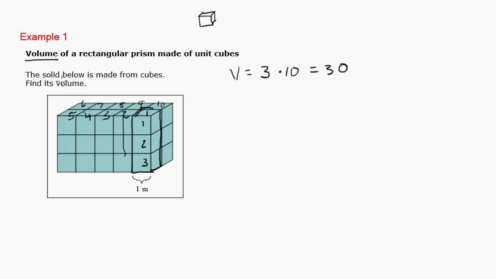Okay, so the solid is made of cubes. There's no units, I guess. So it's just 30 cubes. That's all you have to do. I think if we went 2 times 5, and then the height is 3, right? The height is 3. So 5 times 2 is 10, times 3 is 30. So that's another way of doing it.